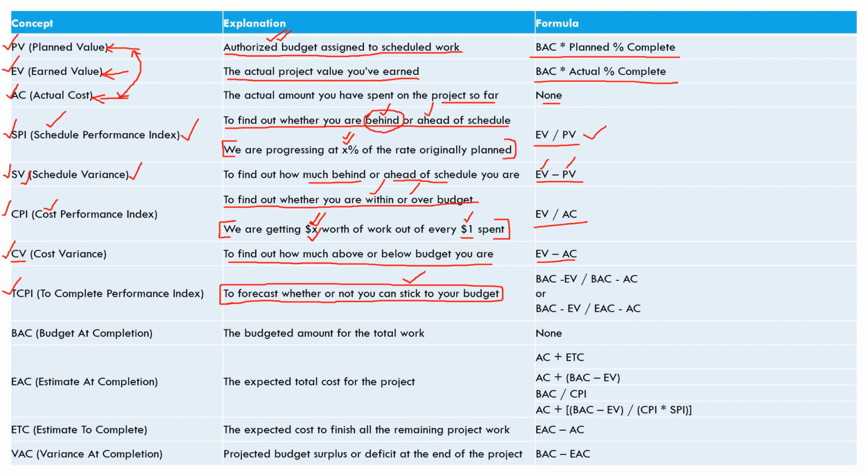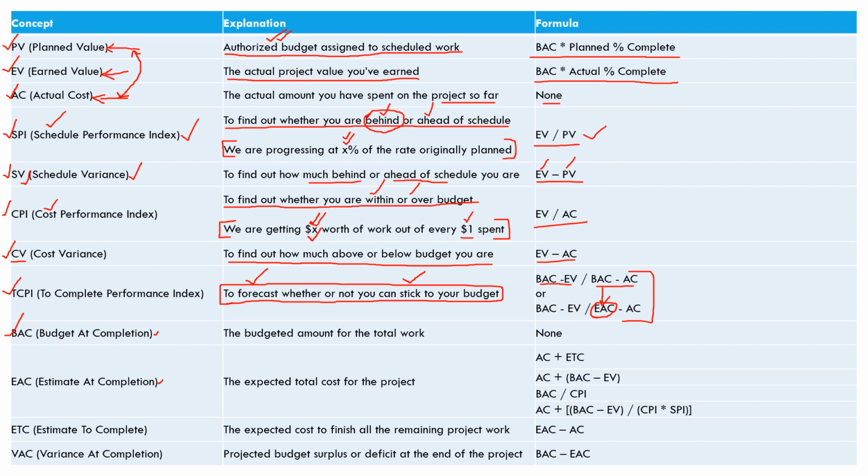And by the way, whenever you make a change, don't forget that you need to go through the integrated change control process, right? I hope you remember that. In fact, I'll share a link to integrated change management, the change control process, in the description below. So the formula for TCPI is BAC minus EV divided by BAC minus AC, or if you have the value of EAC available, you can use that as well. Why can you use that? That will be helpful when you understand what EAC and BAC are. So again, TCPI, this is the formula, and like I said, this is basically used to forecast whether or not you can stick to your original project budget.